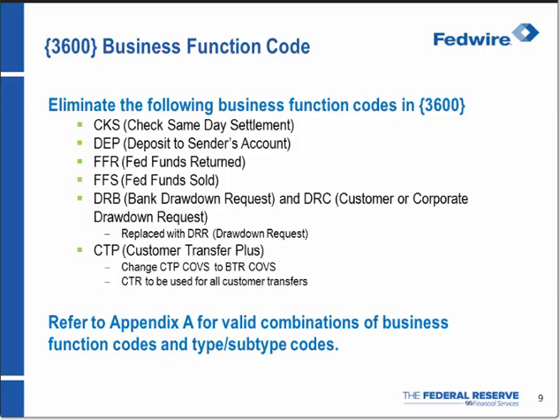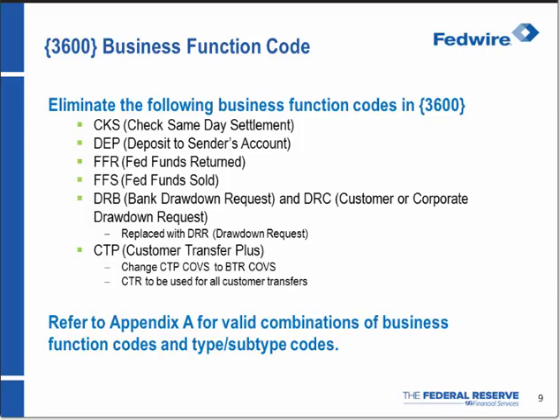The DRB and DRC business function codes will be replaced with a new business function code, DRR, for drawdown requests and refusals. During Phase 2, we will be implementing one ISO 20022 message to request a drawdown, so we are making this change to accommodate the new process.